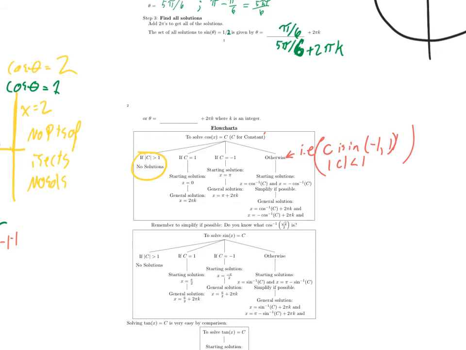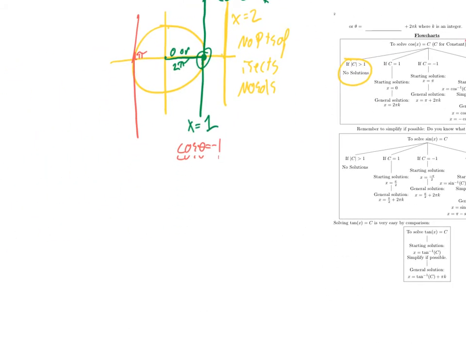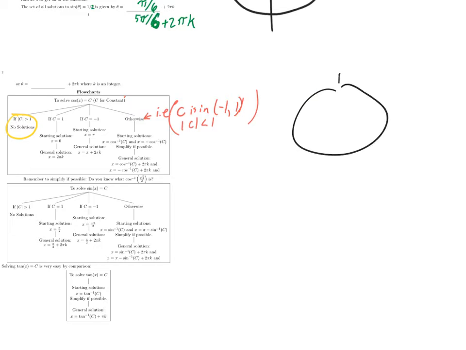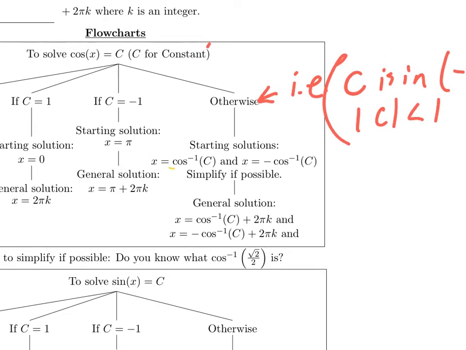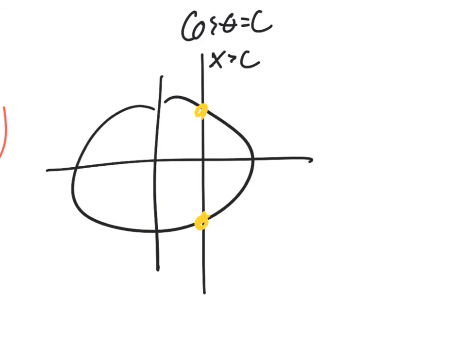That picture is getting crowded. Let's draw a new one. If you want to solve, so let's take, I don't know, that one. So if I want to solve cosine of theta equal to c, well, there's the line at x equals c. How many points are there where this line crosses the unit circle? There are 2. So find angles which correspond to those 2 points. Those angles are inverse cosine of c and negative inverse cosine of c. This angle is inverse cosine of c. This angle is negative inverse cosine of c.